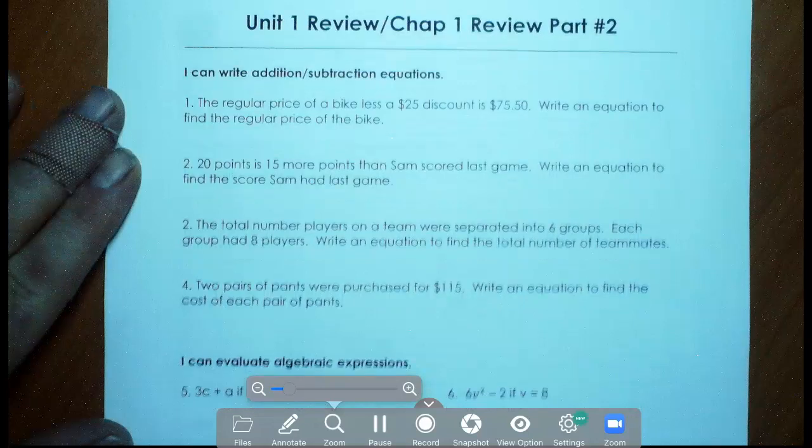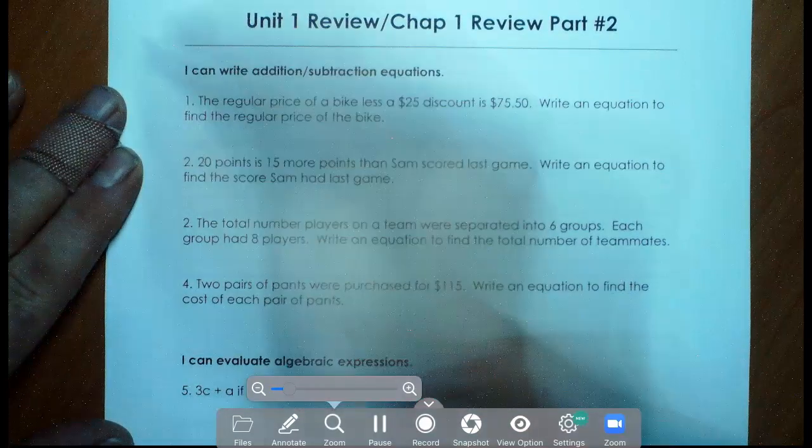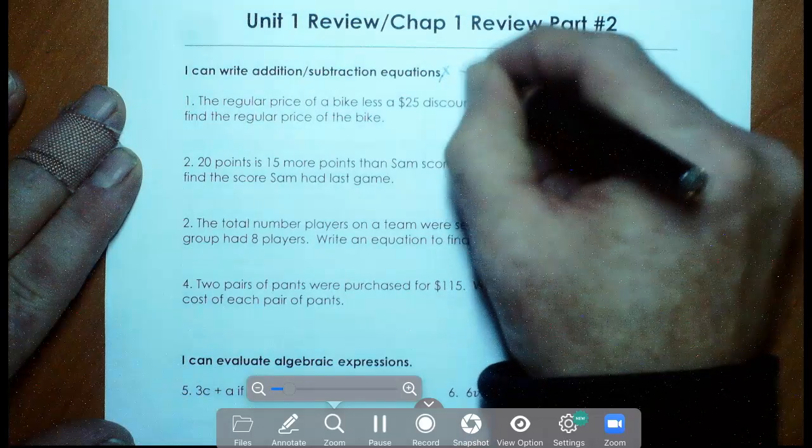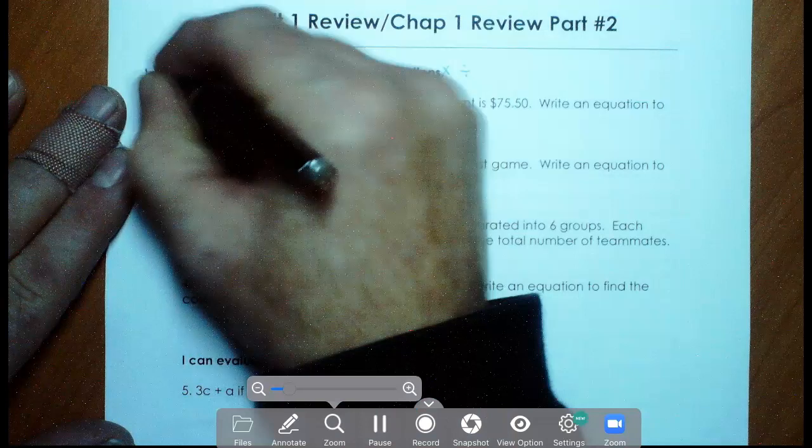First thing here, we're writing addition and subtraction equations, and these are also multiplication and division equations. So let's put multiplication and division signs here too. This is started with 1.7a.